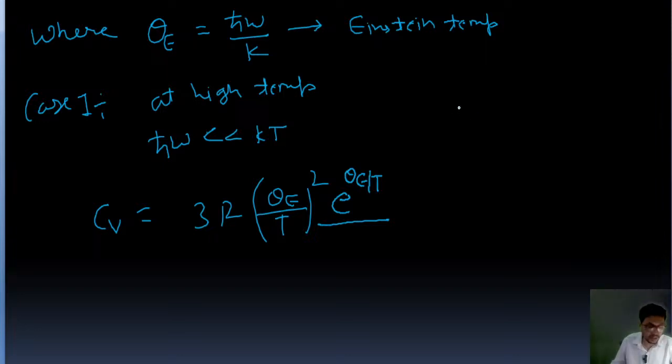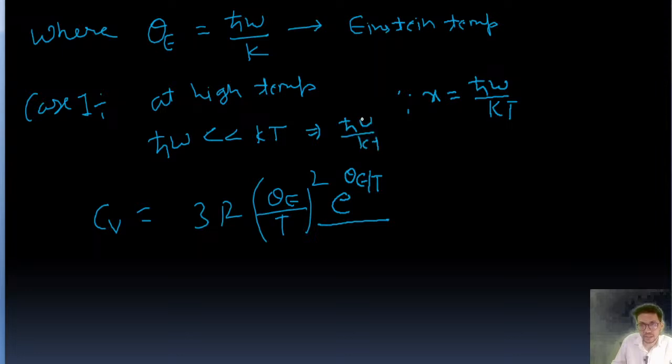Since h cut omega is less than or equal to kT, and we know the x value is h cut omega upon kT, this is the value of x. This means h cut omega upon kT is less than or equal to 1, so the x value is very small. So e to the power x is almost equal to 1 plus x.